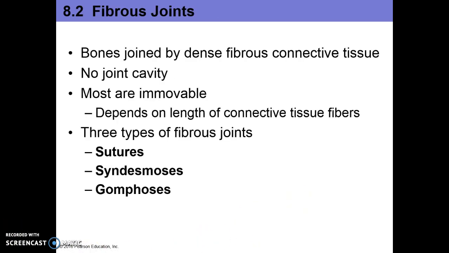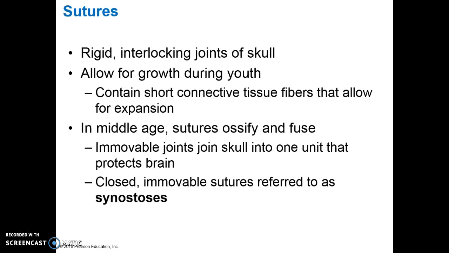So the first one, fibrous joints. In this case, the bones are joined by dense fibrous connective tissue. There's no joint cavity, and most of these are immovable. It depends upon the length of the connective tissue fibers between the two adjacent bones. And we have three types of these fibrous joints. The first one is sutures, then syndesmosis, and gomphosis.